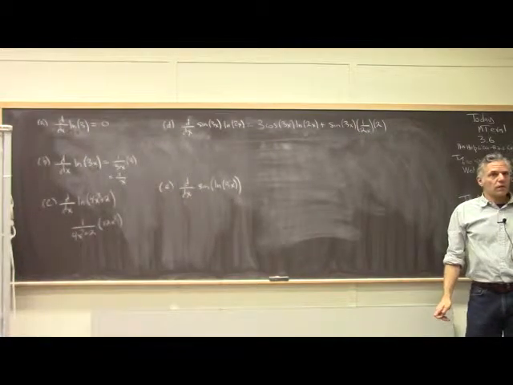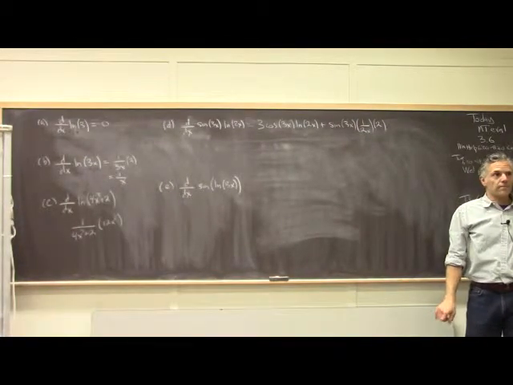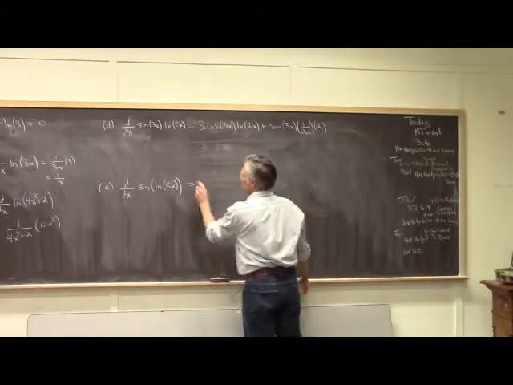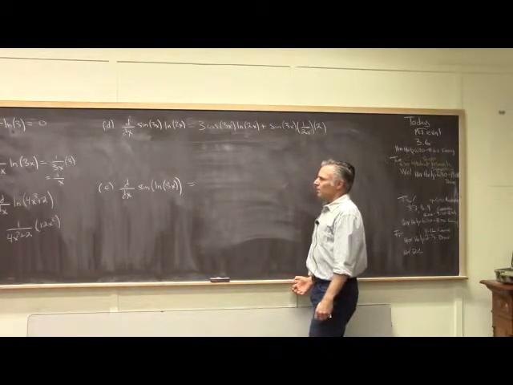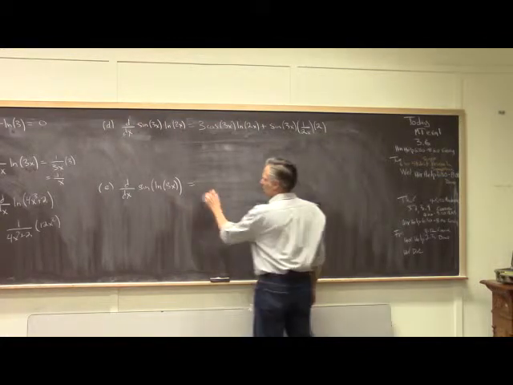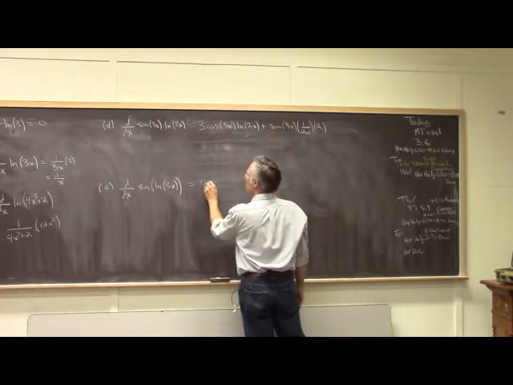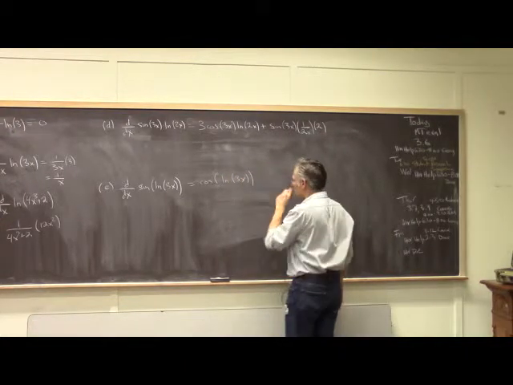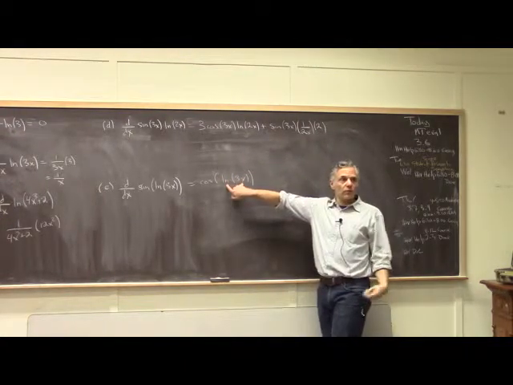Questions so far? OK. Let's do this one. So this is a triple chain rule. So first we've got the derivative of sine of whatever, and that's just cosine of whatever, and whatever is this now. Then I need to take the derivative of whatever, the derivative of the inner function.